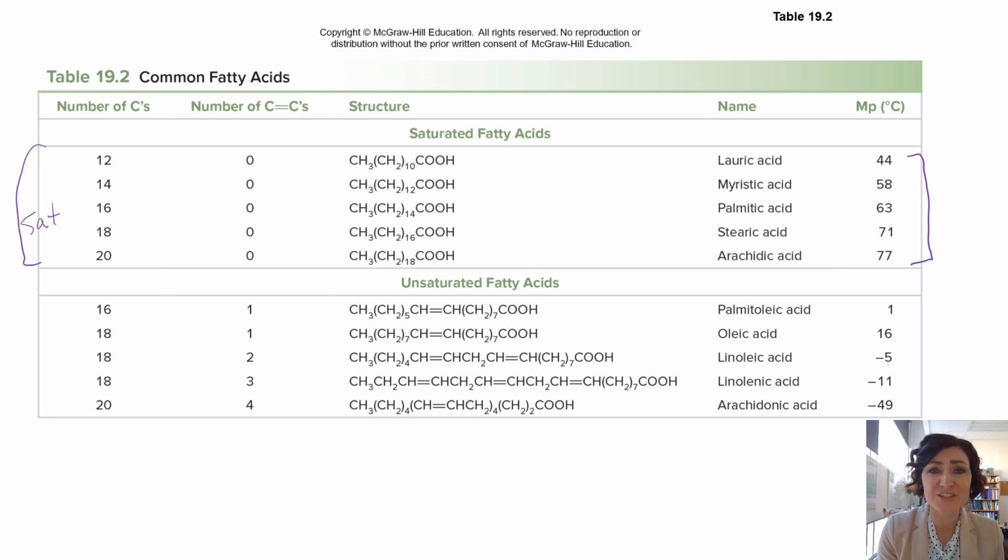The second that we start adding double bonds, and here this is showing us our number of double bonds, palmitoleic acid has 1, oleic acid has 1, and then we see 2 and 3 double bonds. As you start to increase the level of unsaturation, we see that the melting point gets lower and lower and lower. So these are incredibly low melting points, which means just at room temperature, they're going to be liquid. So as we increase unsaturation, or as we increase the number of double bonds, the melting point goes down.